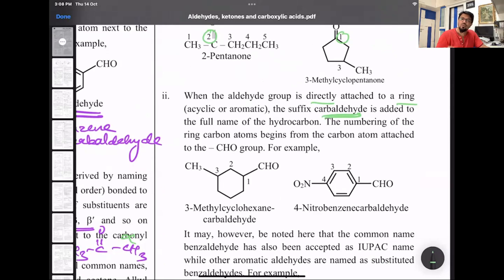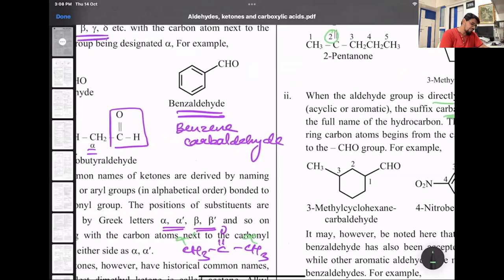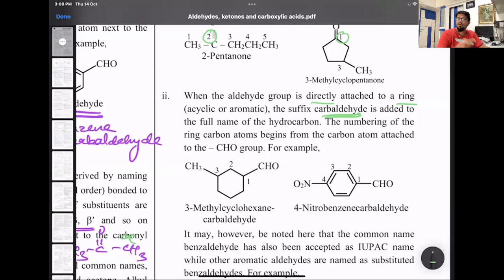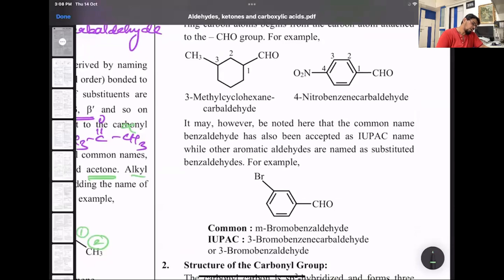There is no benzene ring inside. That's why I said no. If it was only benzaldehyde, then the other name for benzaldehyde is benzene carbaldehyde. Same way, look at that. This is 4-nitro benzene carbaldehyde, or you can also call it 4-nitro benzaldehyde, because the benzaldehyde name is used in both common and IUPAC. Common name benzaldehyde is accepted as an IUPAC name also, while the other aromatic aldehydes are named as substituted benzaldehyde.